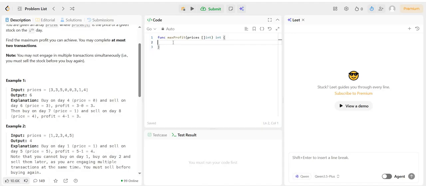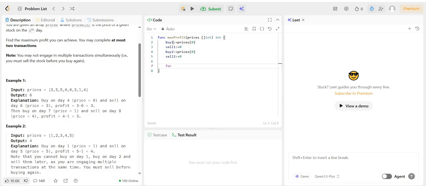As they have mentioned 2, before we were taking the profit directly. Now here I am not taking the profit. Here I am taking buy1 and sell1. Buy1 is equal to prices of 0, the same thing we took there. Sell1 will be 0, it is nothing but the profit. Buy2 is equal to prices of 0, and sell2 is equal to 0.